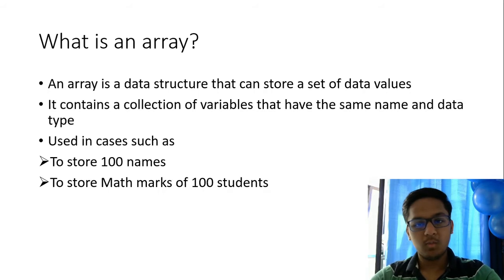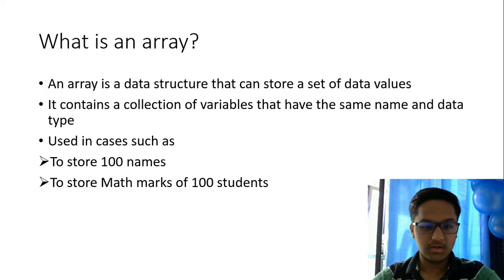So first of all, what are arrays? An array is a data structure that can store a set of data values. It's basically like a collection of variables. Instead of having separate variables like int a, an array is a collection of variables of the same data type. Since the variables are of the same data type, it's also called a homogeneous data structure, which means they're of the same data type.